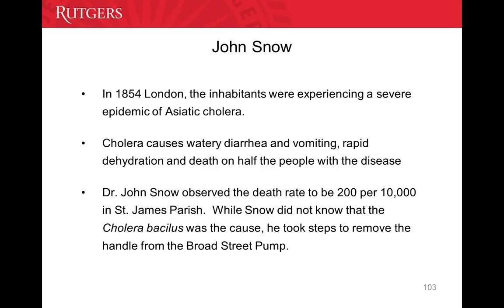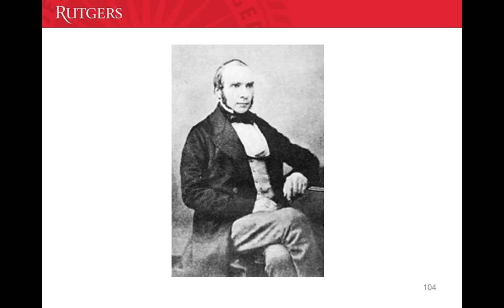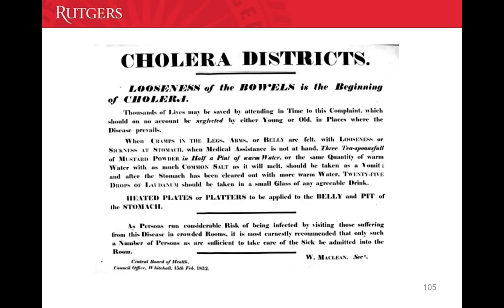John Snow observed this death rate to be about 200 per 10,000 in one part of London, and he noticed it was more distinct there than other places. Now, he didn't know about the cholera bacillus, but he did, through good epidemiological methods, as legend says, take the handle off the Broad Street Pump so people couldn't use that well. And there's Dr. Snow, rather regal-looking soul, and here is the public health notice that was put out about the looseness of bowels and the beginning of cholera, and went on to explain what those symptoms are and how you manage it.